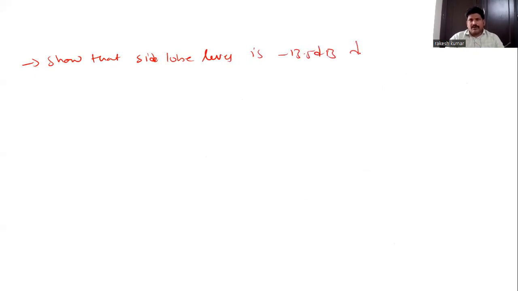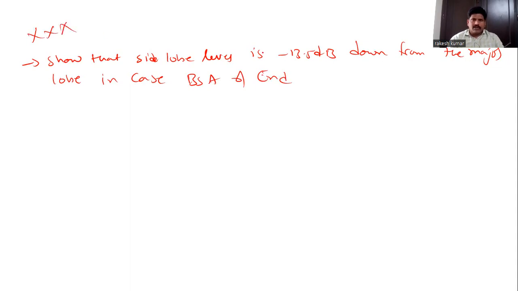So that the side lobe level is minus 13.5 dB down from the major lobe in case of broadside array and end-fire array. Very, very important problem.